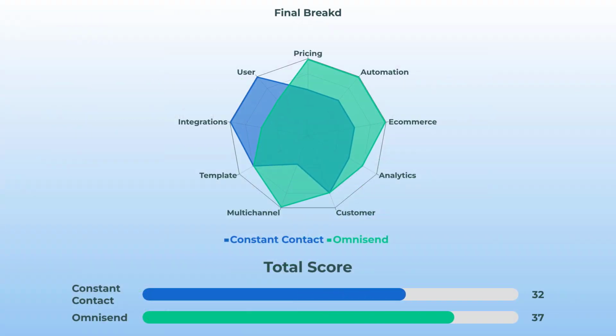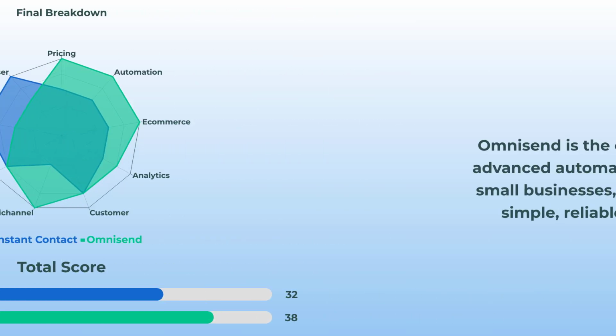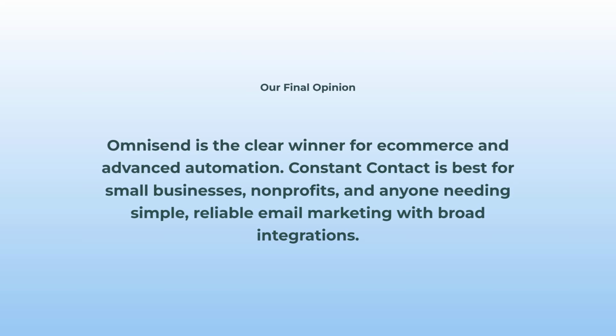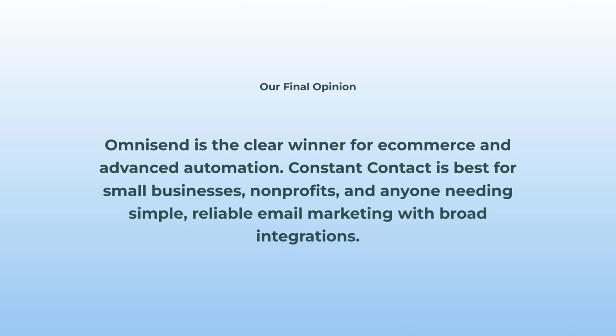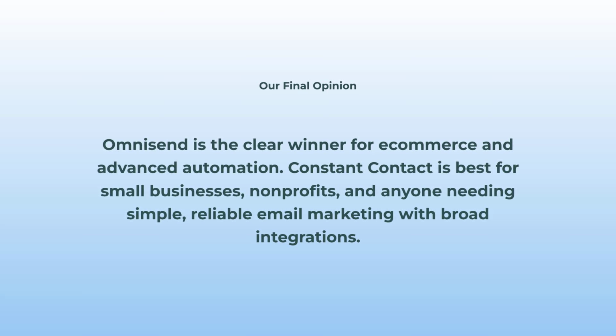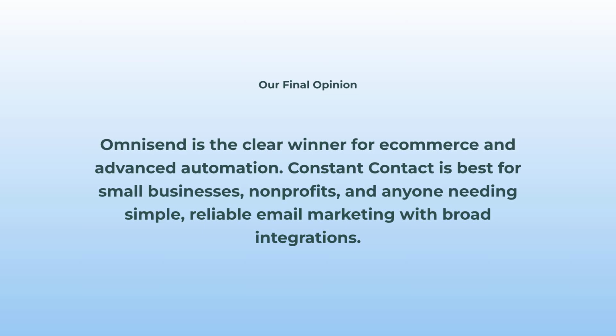So let's zoom out and look at the radar chart. Omnisend pretty much crushes it for e-commerce and automation, while Constant Contact stands strong on integrations and ease of use for broader business types. All right, bottom line, Omnisend is hands down the winner if you care about e-commerce and full-on automation. But Constant Contact is still your go-to if you're a small business, nonprofit, or just want a simple email tool with lots of integrations. Horses for courses, you know?